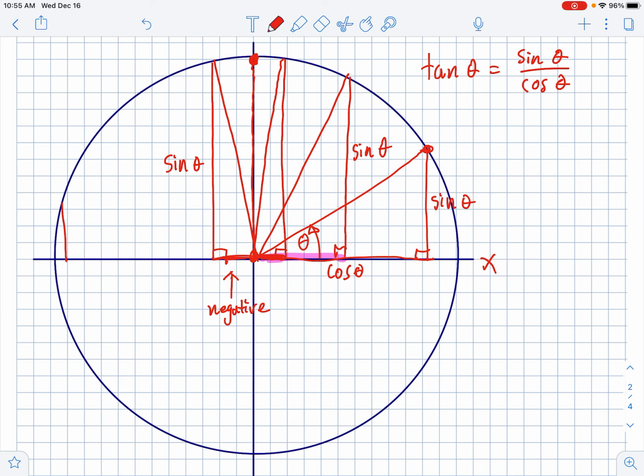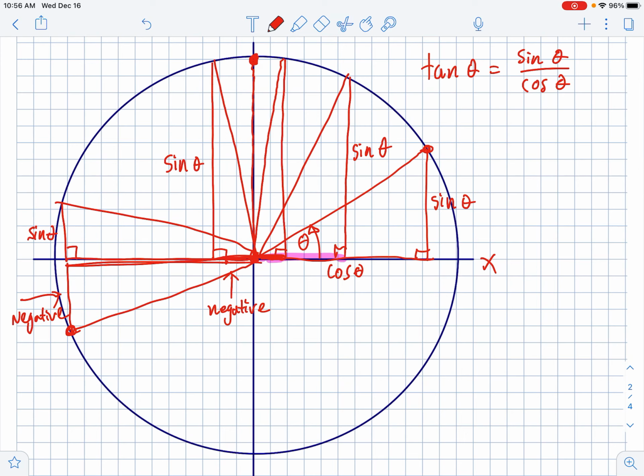Then as my triangles go all the way around, if they get closer and closer over to 180, do you see how my sine of theta has gotten very small here and the cosine has gotten very large negative? When you cross over 180 into this quadrant down here, the sine is now negative, because I've dipped below the x-axis in terms of the y, so that's negative as well. And the cosine is negative.